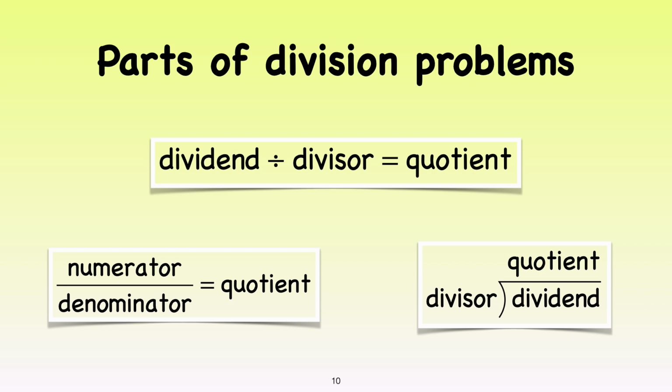In the long division format, the number under the bar is called the dividend. Then the number out front is called the divisor. As you work out the problem, the quotient appears on the top. The quotient is the answer when we divide. What do you call the answer when we divide? The quotient.